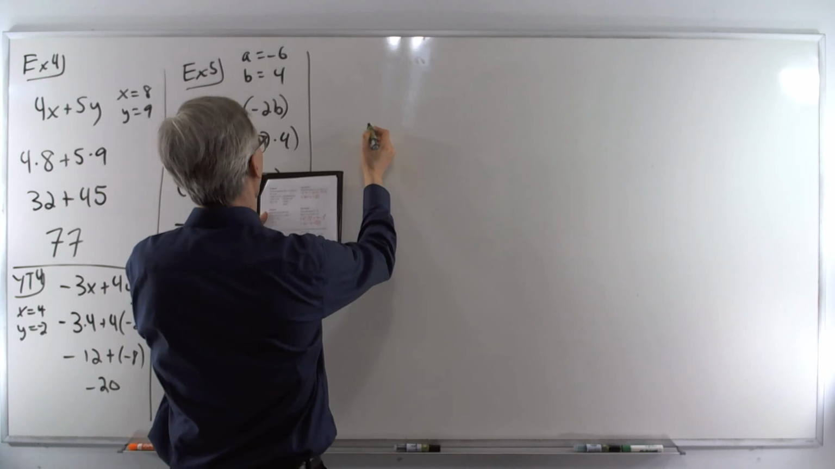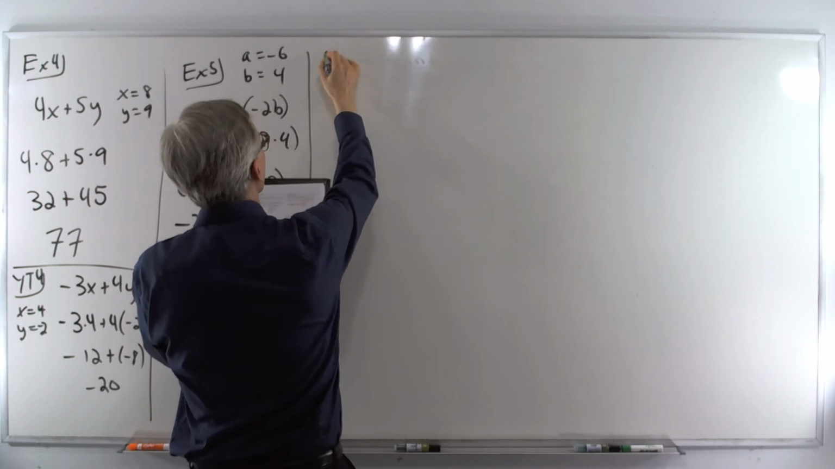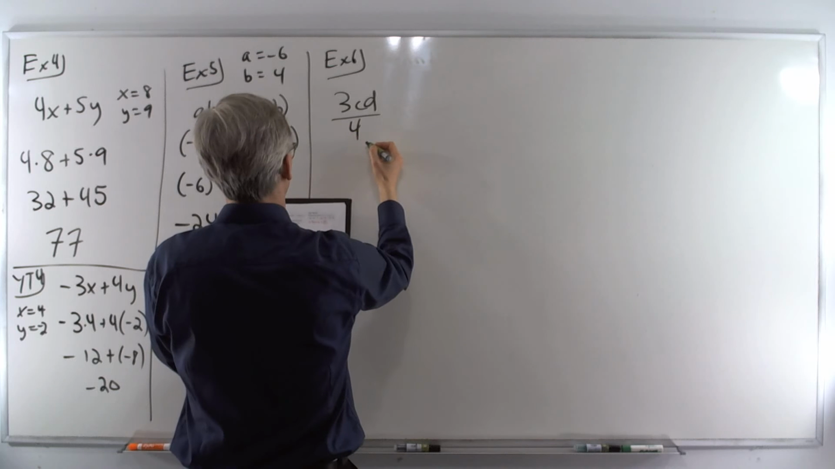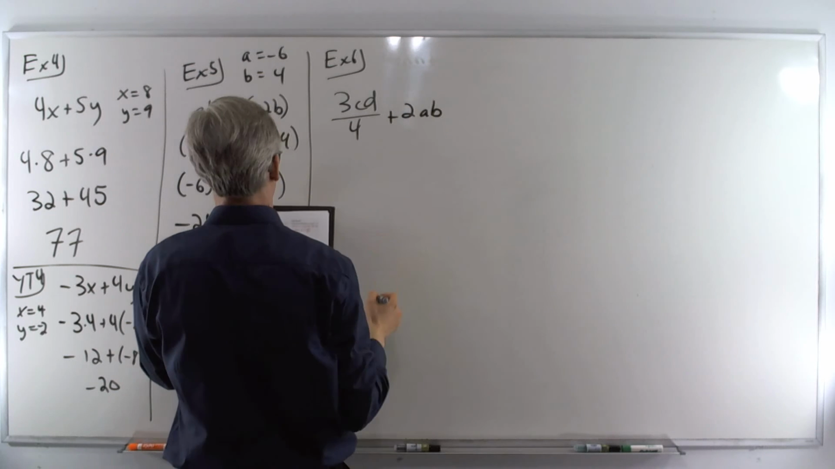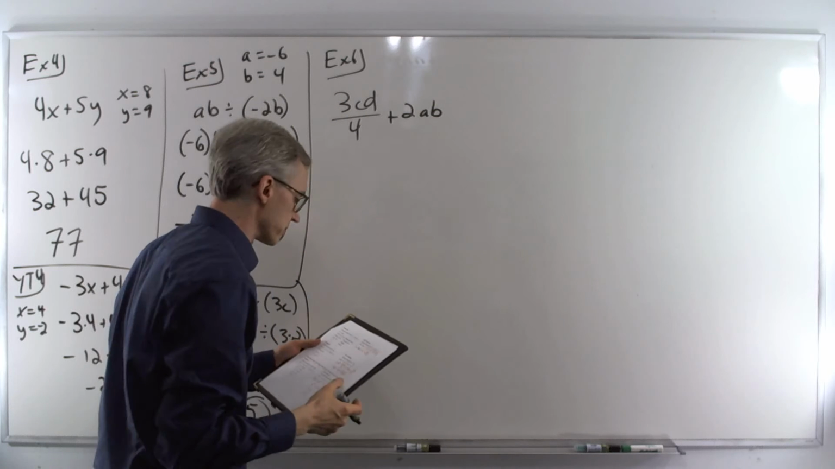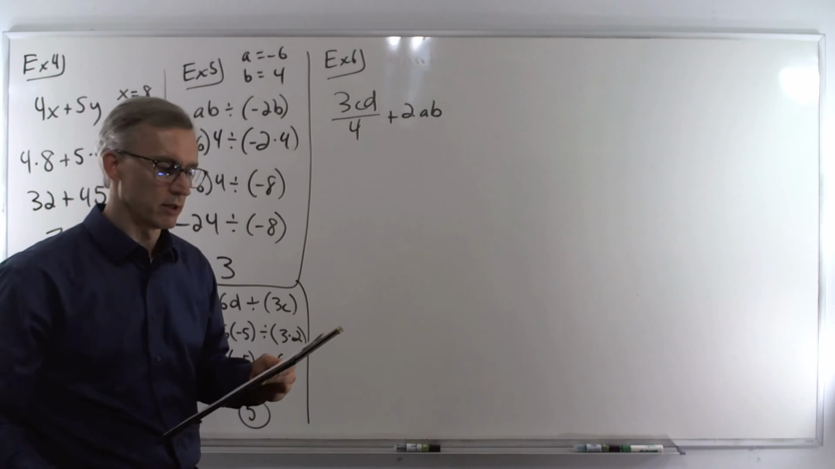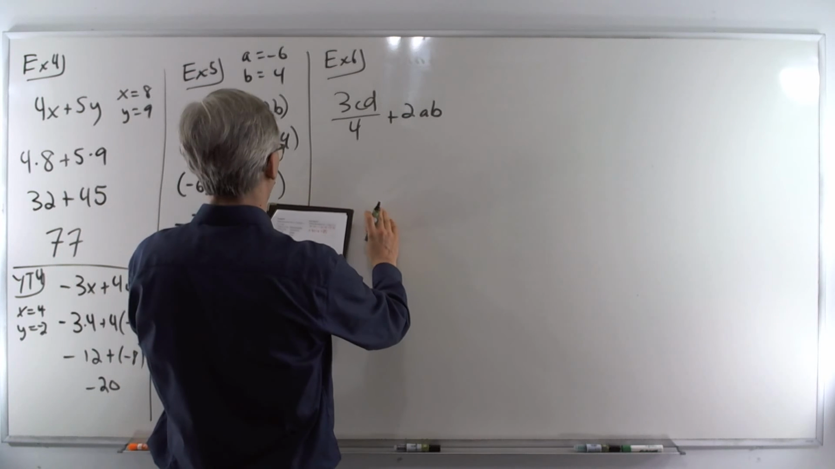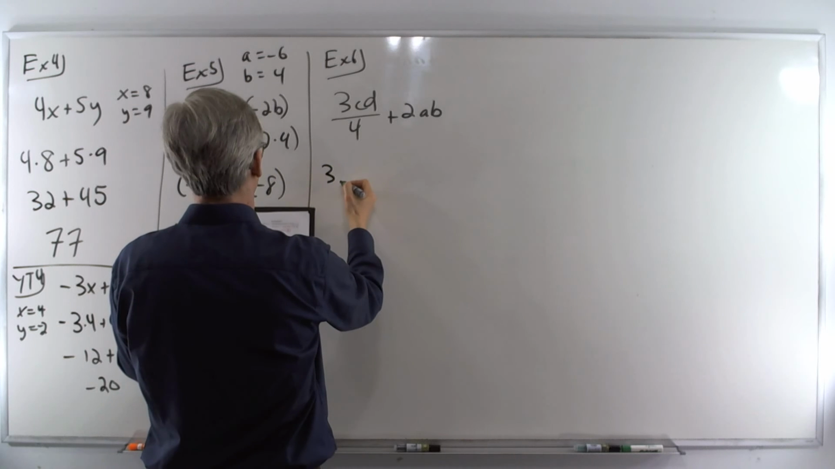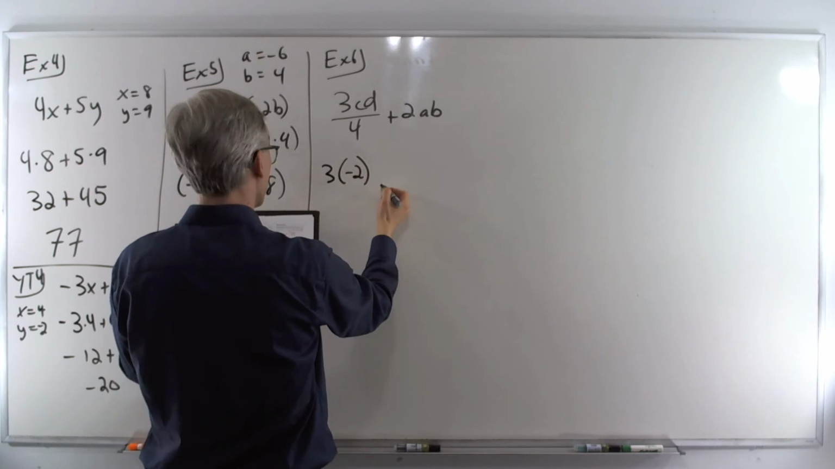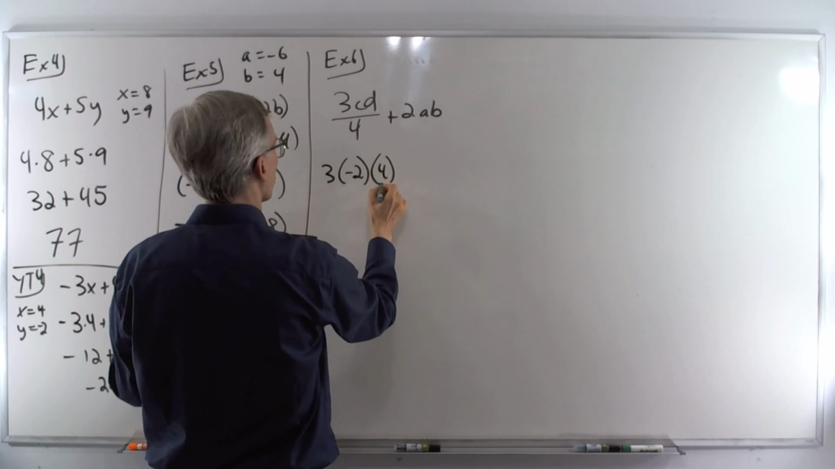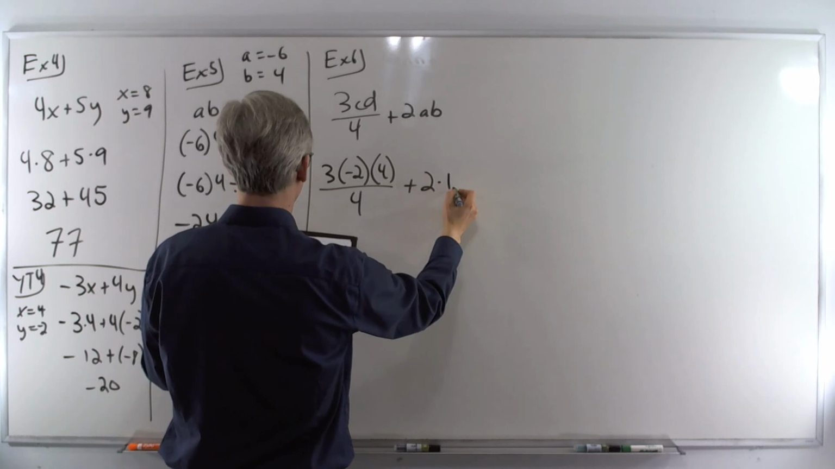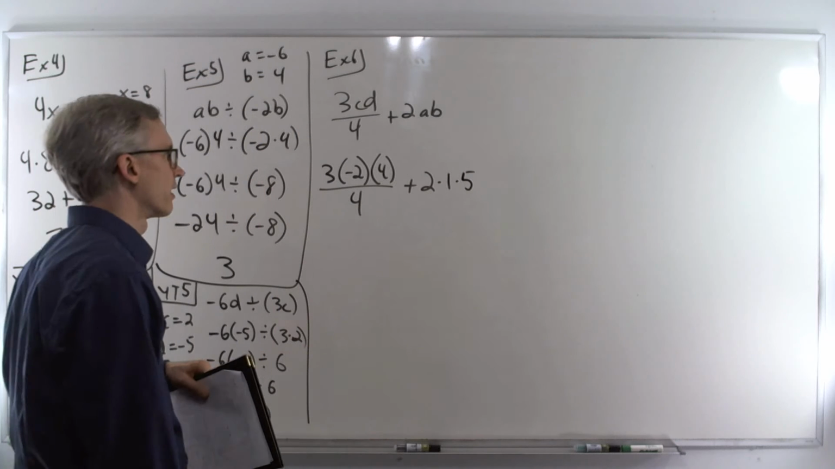Our next one, we've got a fraction here, 3cd over 4, plus 2ab. And now we've got 4 different variables. So here it becomes really important to take it at a moderate pace, make sure you get the right values in the right spot. Easy to make a mistake on these. All right, c is negative 2, so we got negative 2 in there for c, and d is 4. And a is 1, so 2 times 1, and b is 5. 2 times 1 times 5 on the end.